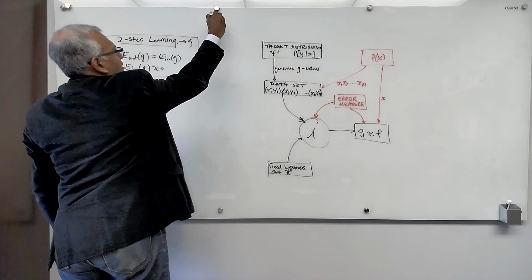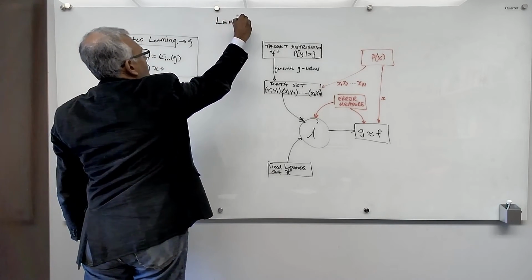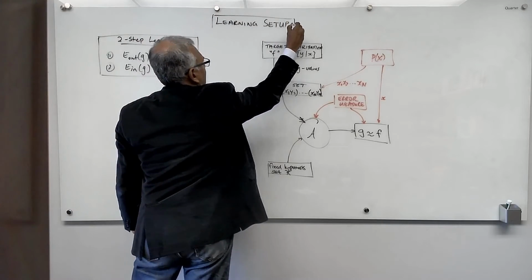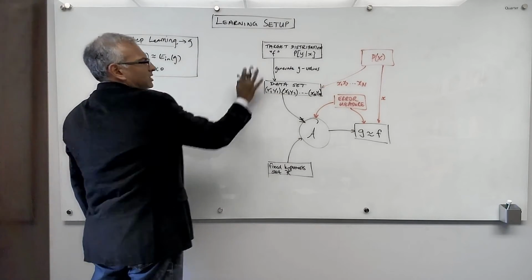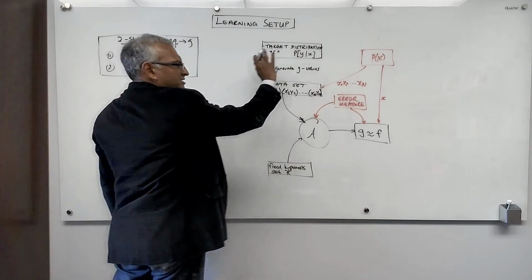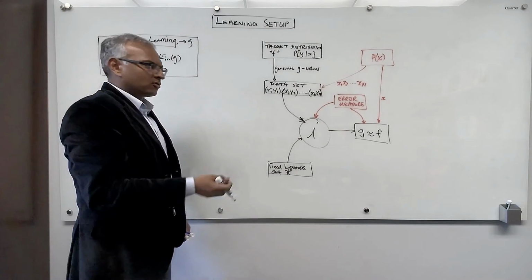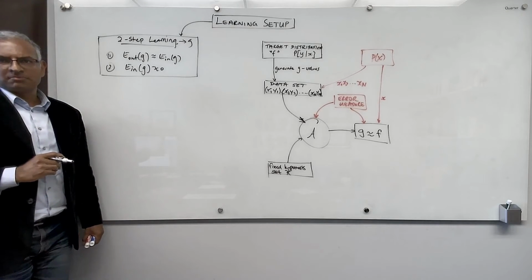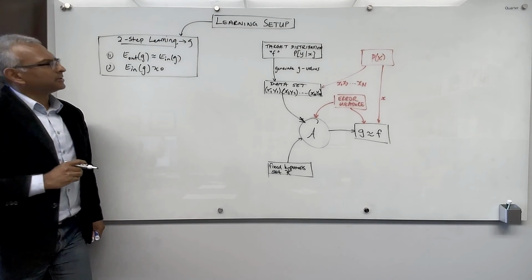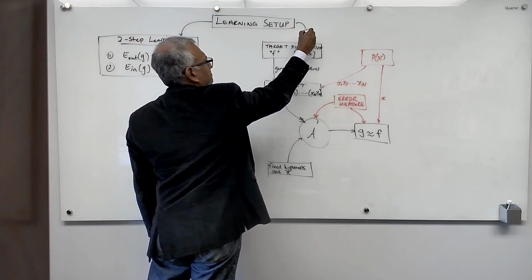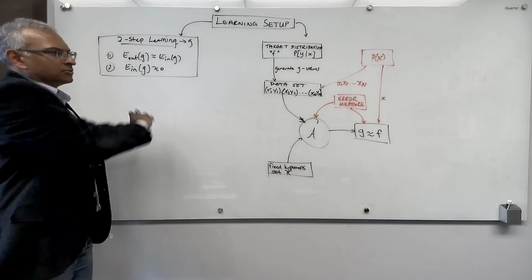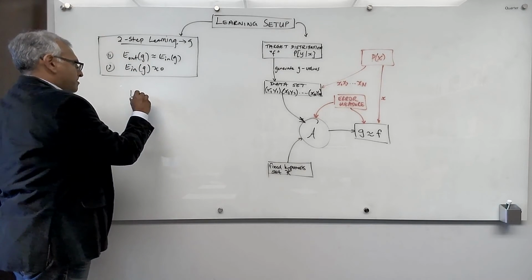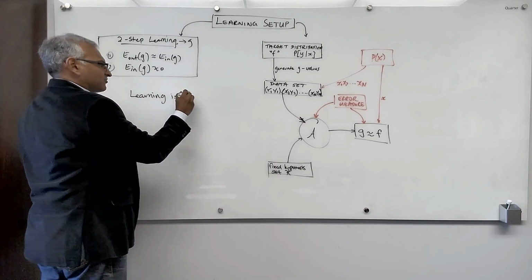So let's call this the learning setup. There are 2 important ingredients. One is the flow chart of what's going on, and this establishes how you generate the data and perform the learning, and also establishes the 2 criteria that we need to accomplish in order to ensure that learning has occurred. So the learning setup, and this together is the setup within which we can say learning is feasible.